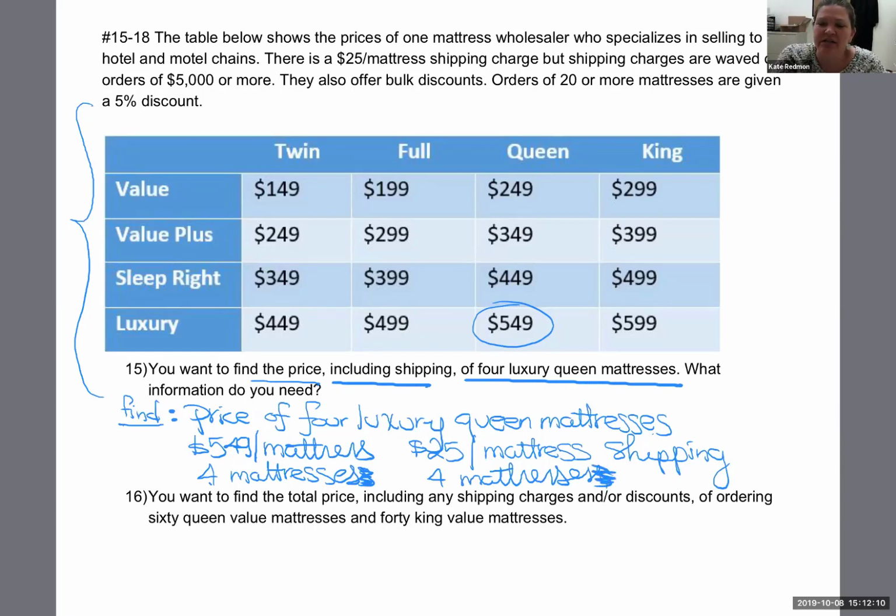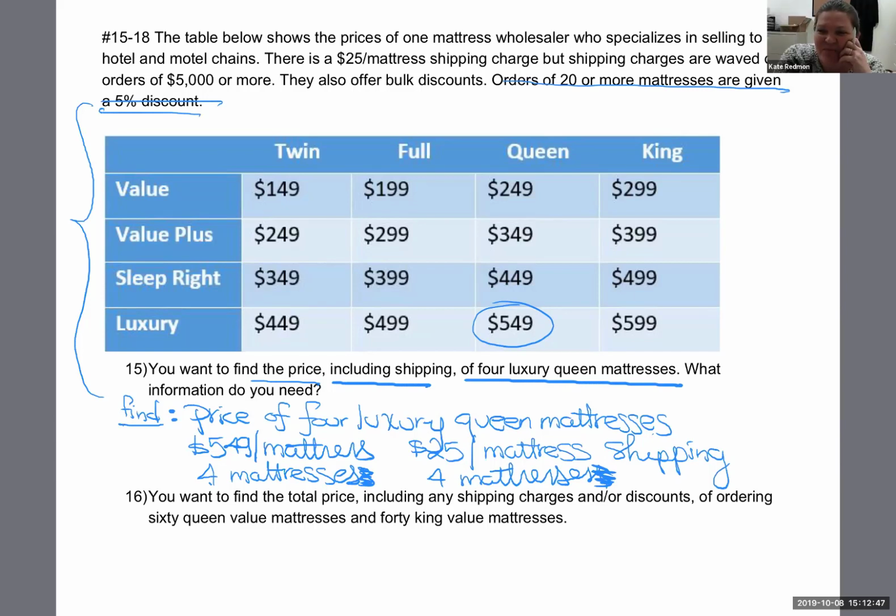Okay, cool. Do I need to know anything else? I'm reading back through. Shipping charges are waived on orders of $5,000 or more. I think I need to know if my shipping charges are going to get waived. No, they're not because it's 20 or more, isn't it? Oh, no, that's just a discount. Sorry. The discount's for 20 or more mattresses. So you're right that this doesn't apply, but you're not going to make $5,000 off of just 4. You're going to need more than that.